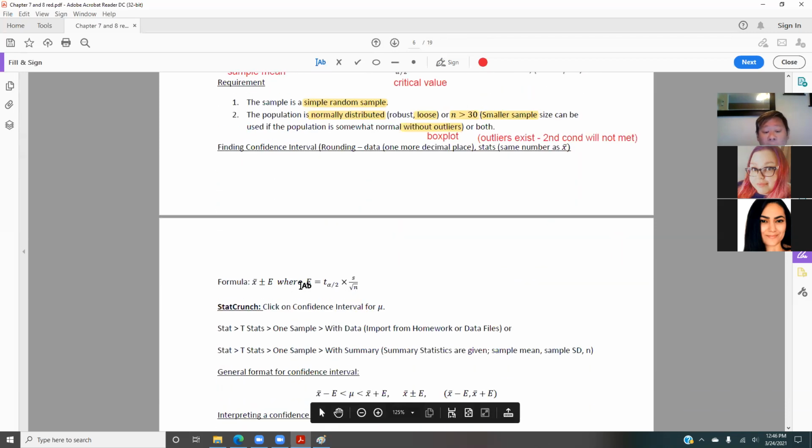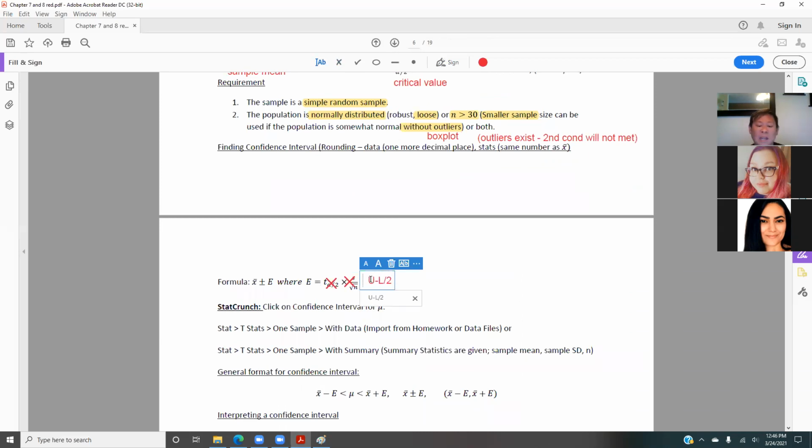Now, this is where you find your margin of error using the formula. So do not look at this. So again, how do you find your margin of error? You just take the upper minus lower divided by 2. Same thing as the first section you do.